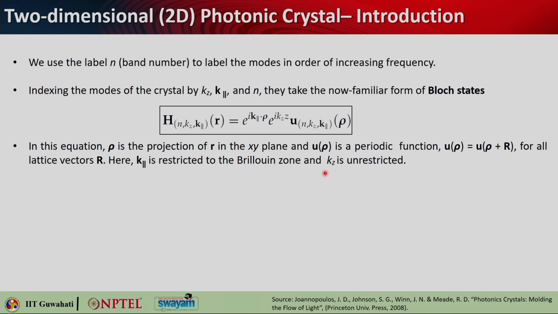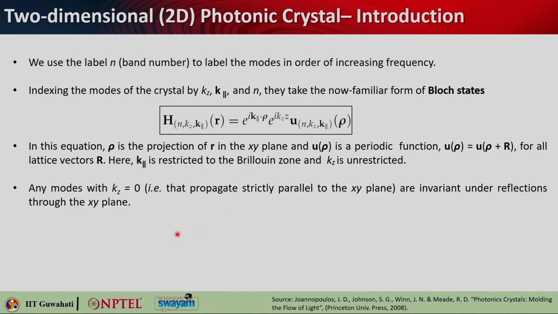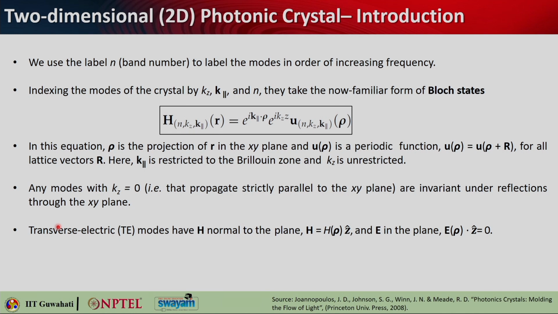However, kz is unrestricted. Now, any modes with kz equals 0 will not be propagating along the z direction. It means they are strictly propagating along the xy plane. So, they are invariant under reflections through the xy plane. So, they will not change. Invariant means they will be the same under reflection.